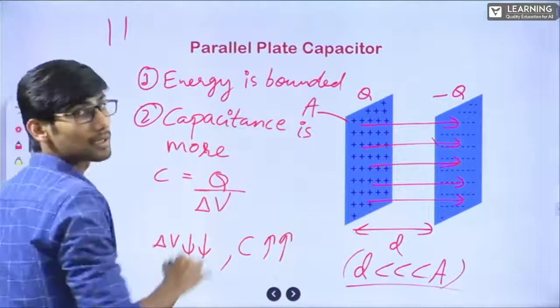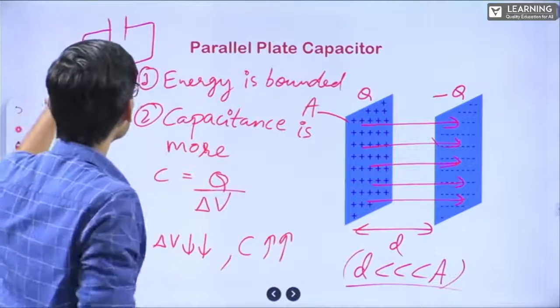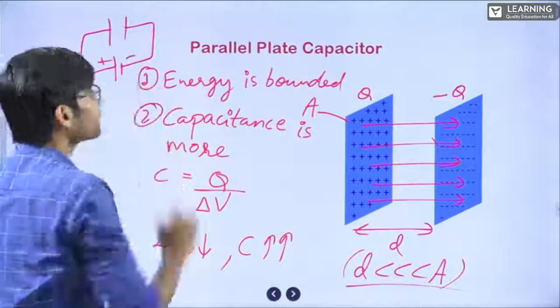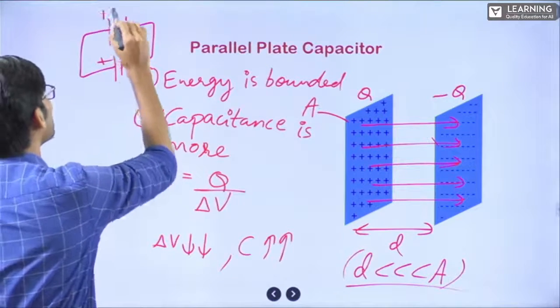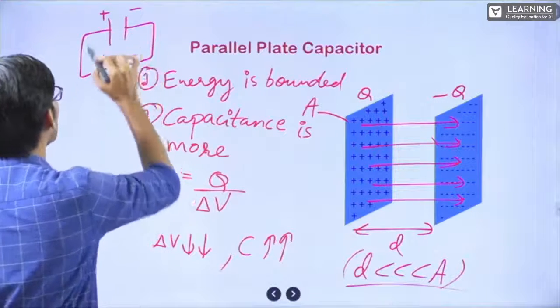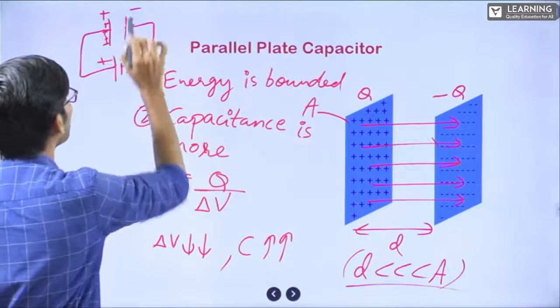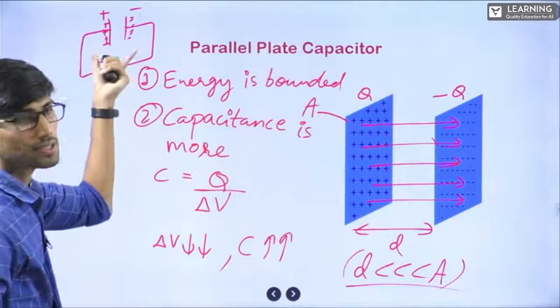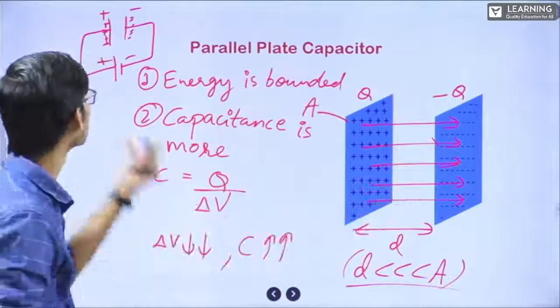Two capacitor plates are there. I have connected with a battery. This plate is connected with positive terminal. This plate is connected with negative terminal. So let's say this plate will be positive, this plate will be negative, correct? We can assume that positive charge is flowing and going on this plate. Negative charge is flowing and going on this plate. This is how this particular configuration comes.